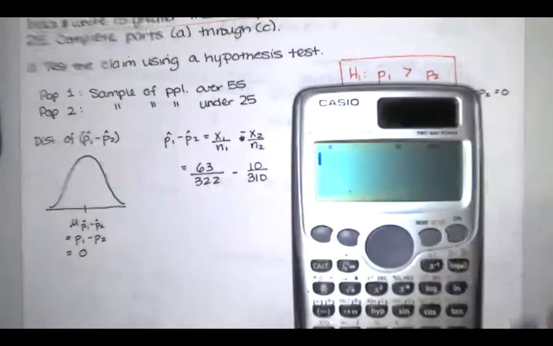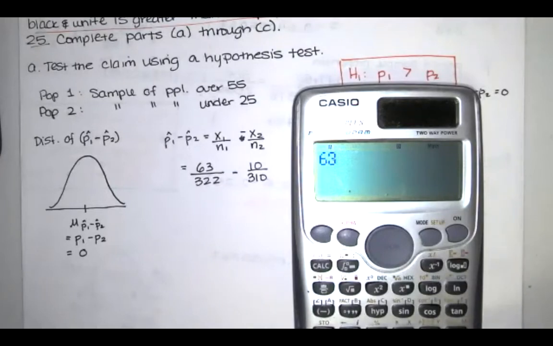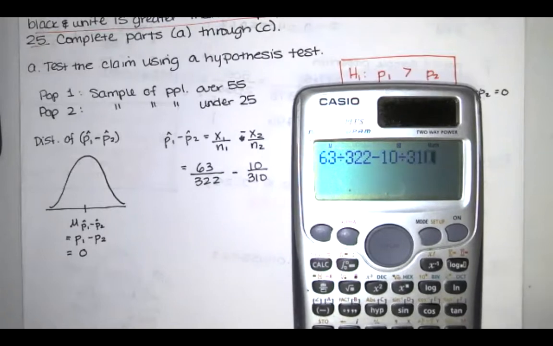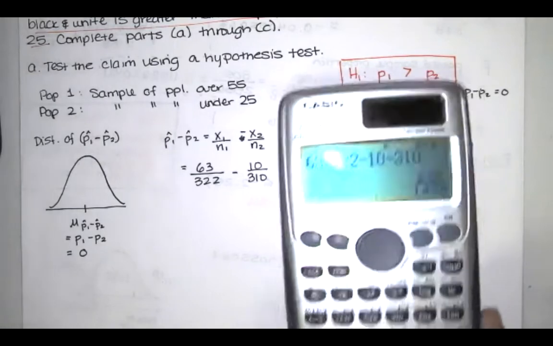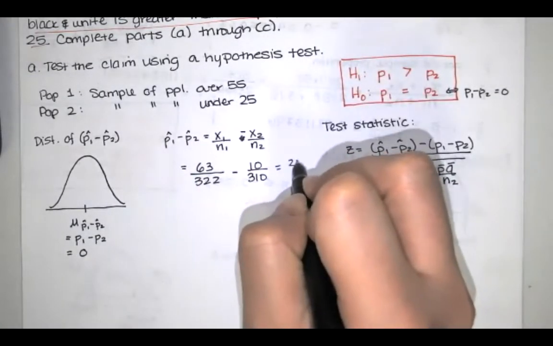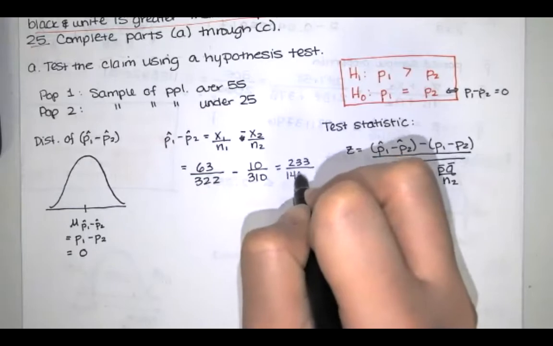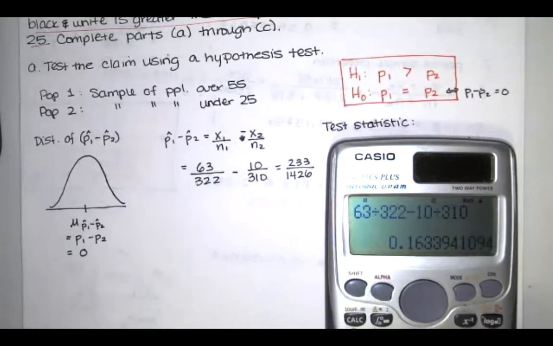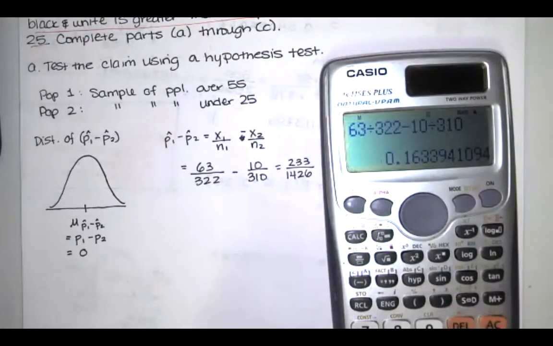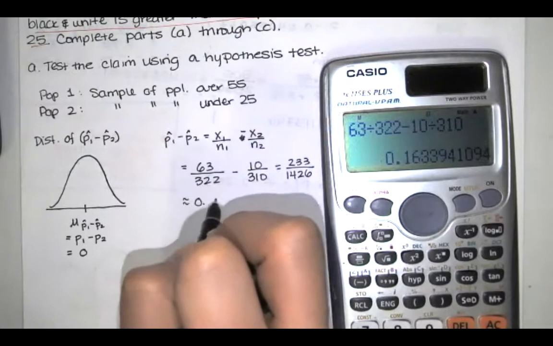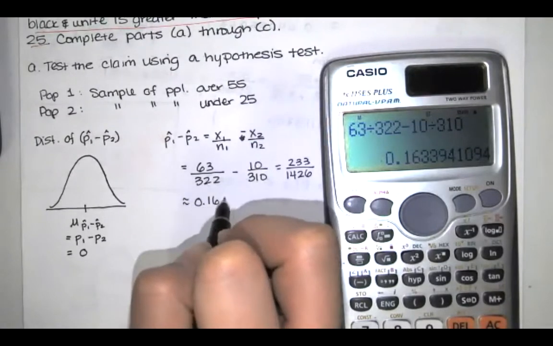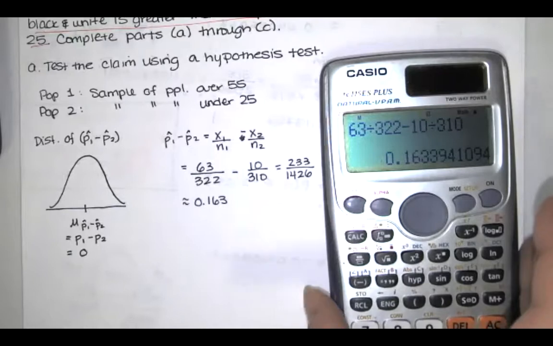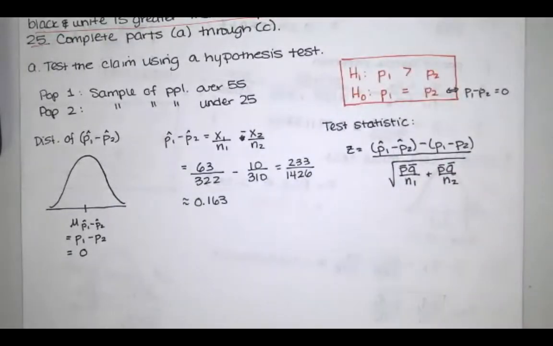Let's see what that is. Just approximately. So I get this 233 over 1426, which is an exact answer. But to get a decimal approximation, I'll just press this SD button on my calculator, and I get about 0.163 as that difference between the two sample proportions.